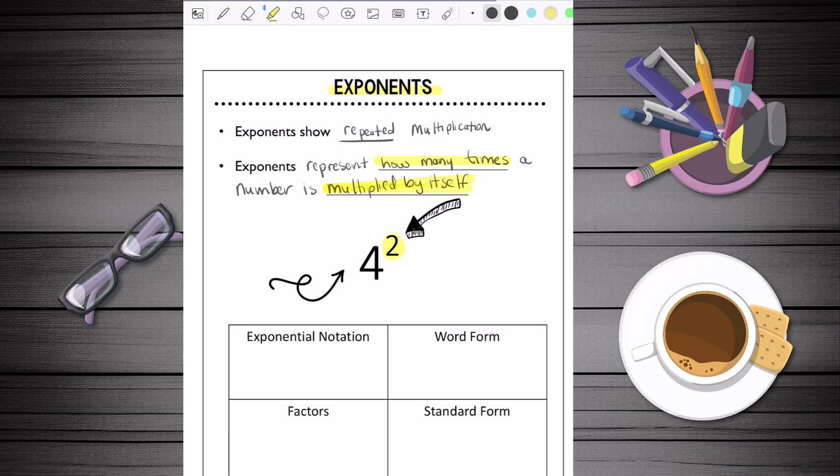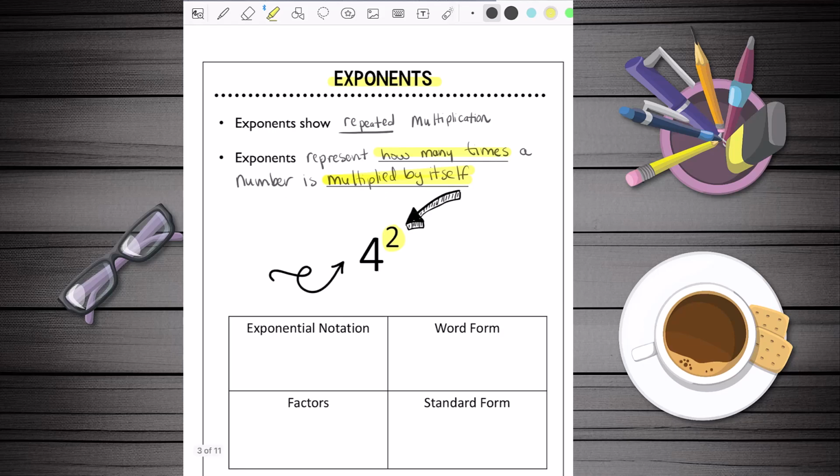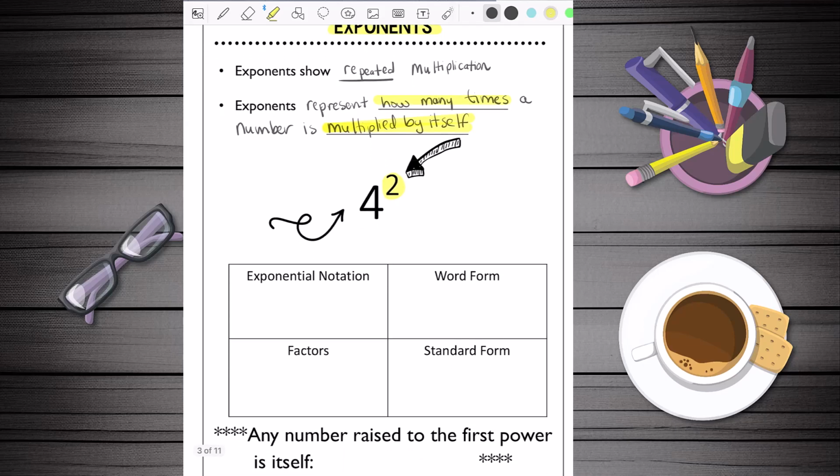Remember, we don't highlight everything, we just highlight parts to focus our attention. So there are multiple ways to represent what an exponent is trying to show us. The first way is called exponential notation. That's also just how an exponent is regularly written, exponential notation. That's a fancy way of saying write the exponent.